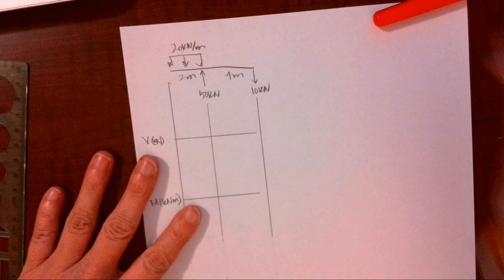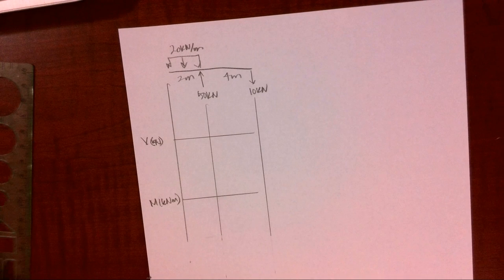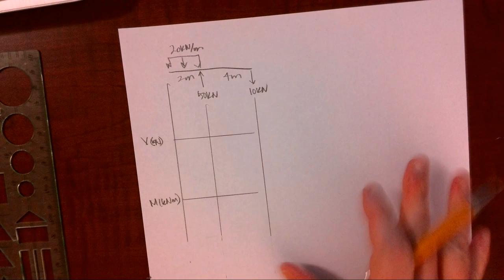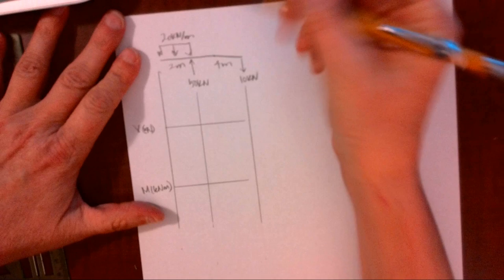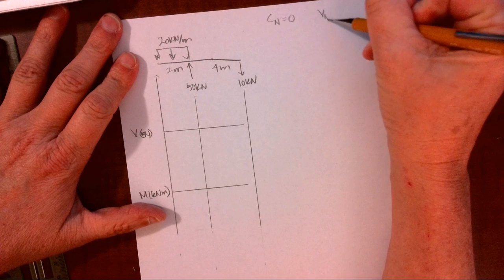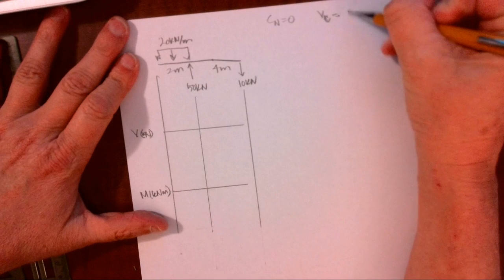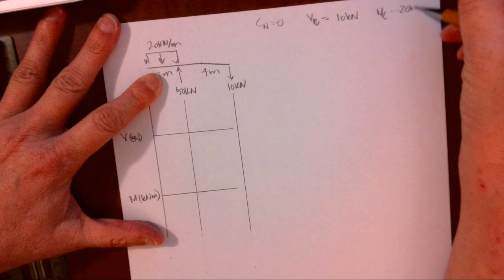And we're now looking at finding shear and moment diagrams by finding the equations. We've already seen this problem. Earlier, we found the internal forces at C, and we found that the normal force at C was 0, the shear at C is 10 kilonewtons, and the moment at C was negative 20 kilonewton meters. Okay, so we found that at C.